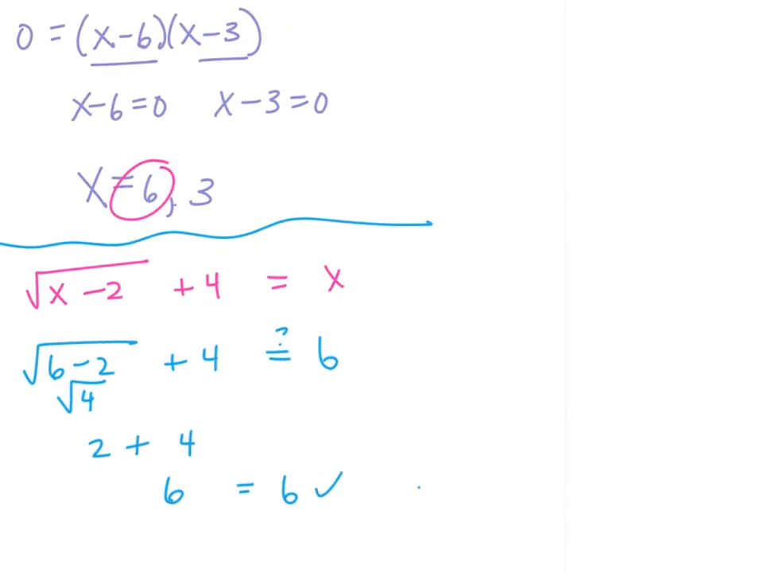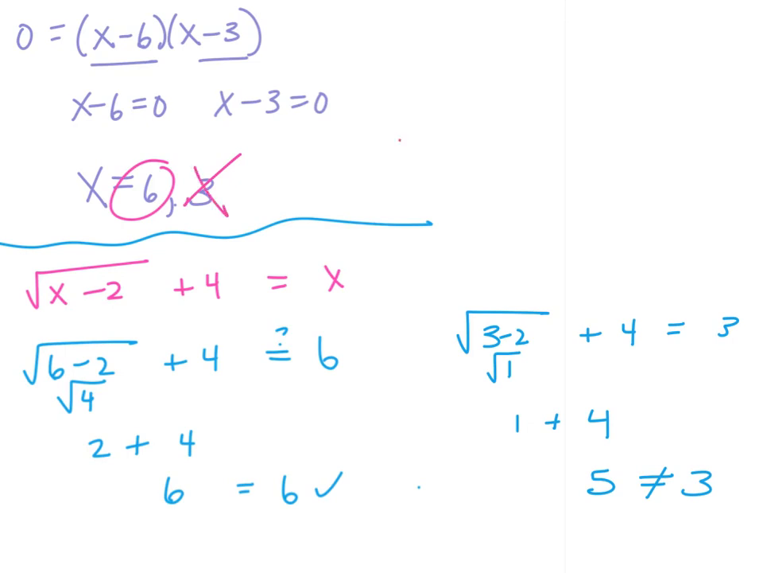Now we're going to check the 3. We have square root of 3 minus 2 plus 4. Does that equal 3? Alright, well, 3 minus 2 is 1. Square root of 1 is 1 plus 4. 1 plus 4 is 5, which does not equal 3. So here's an example where squaring both sides gave us that extraneous solution. So 3 does not work, so our only answer is x equals 6.